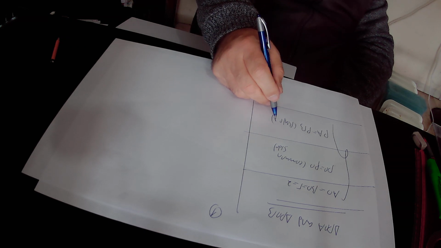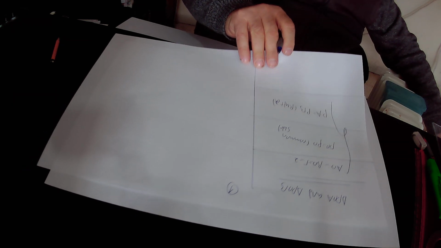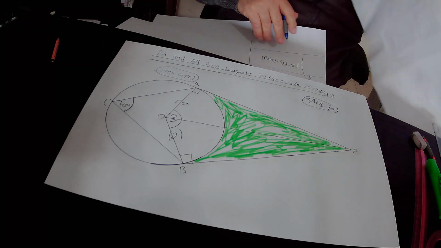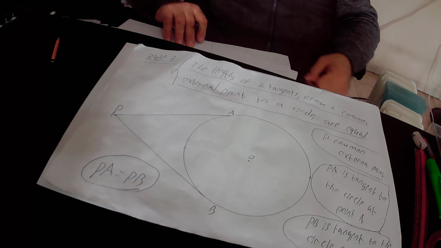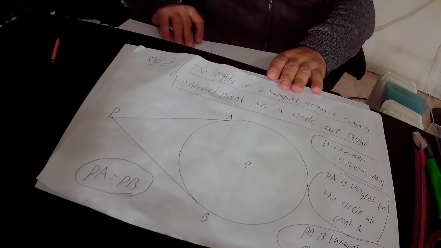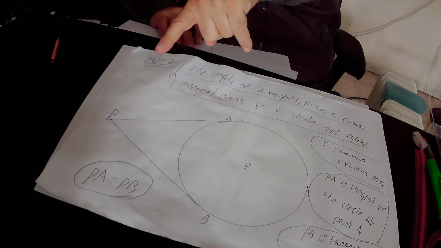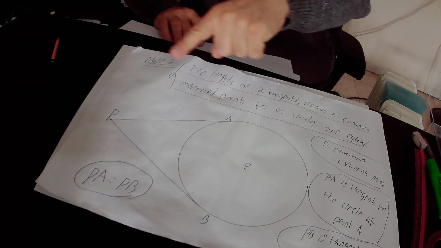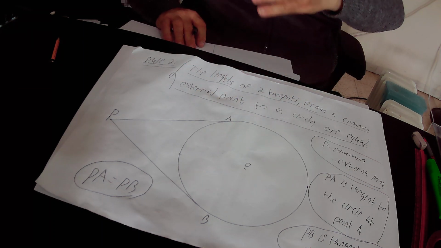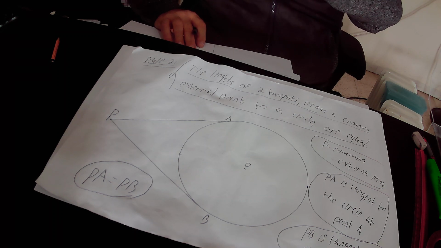I will remind you quickly what rule 2 is. According to rule 2, the lengths of two tangents from a common external point to a circle are equal. So in the drawing we have a circle and also the common external point, point P. From point P, we have two tangents to this circle, tangent PA and tangent PB. And according to rule 2, they are equal to each other. That is to say, PA equals PB.